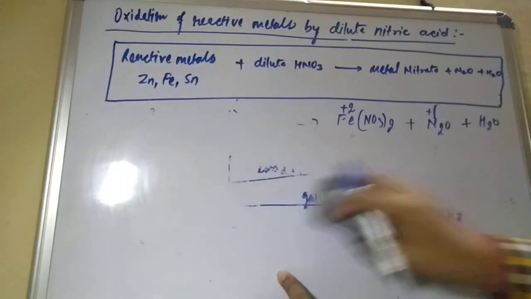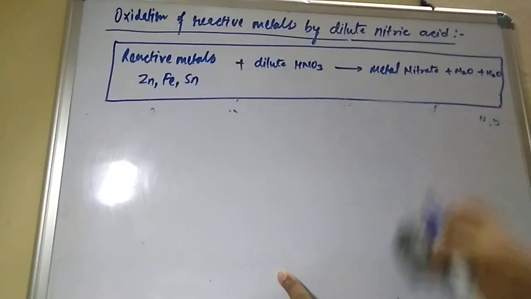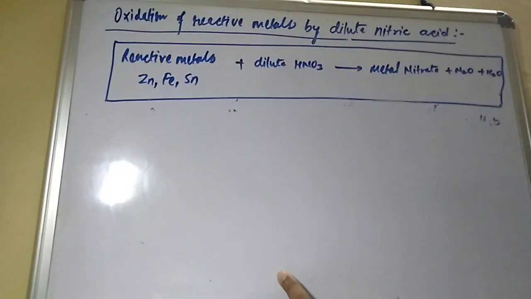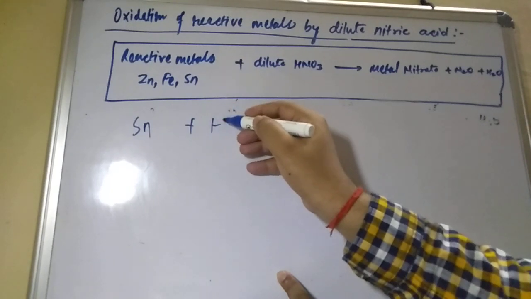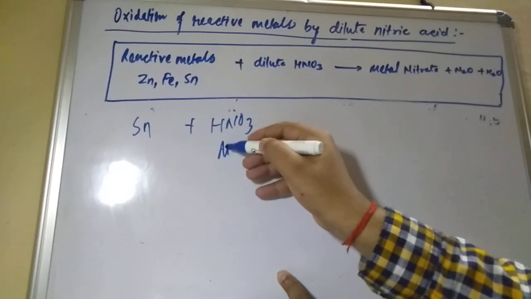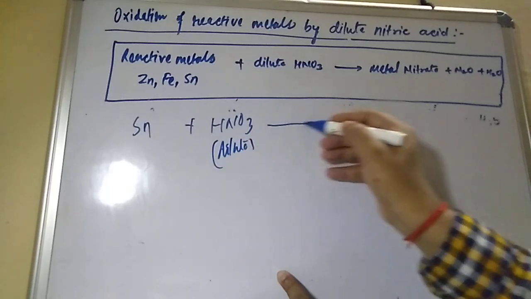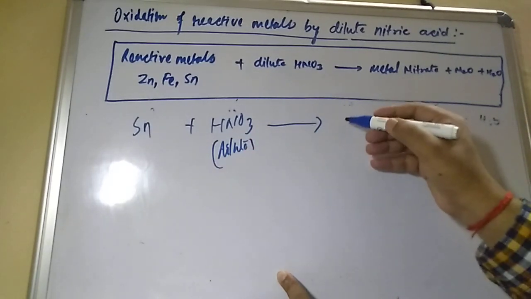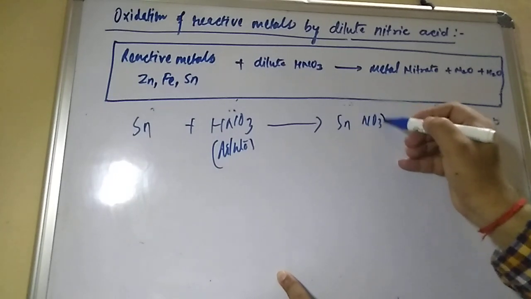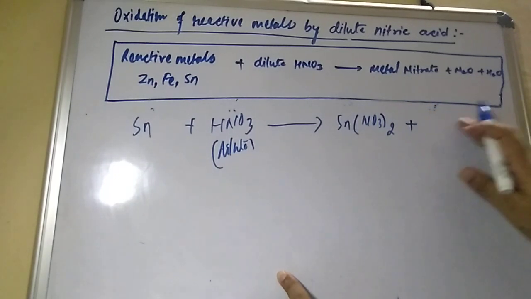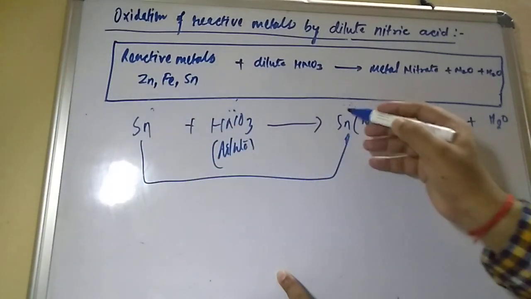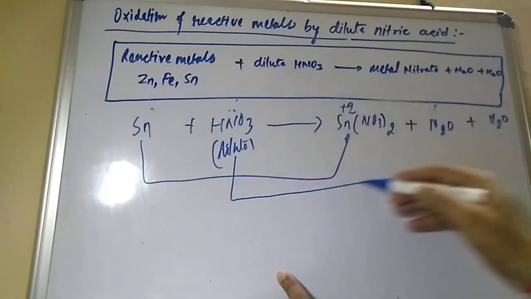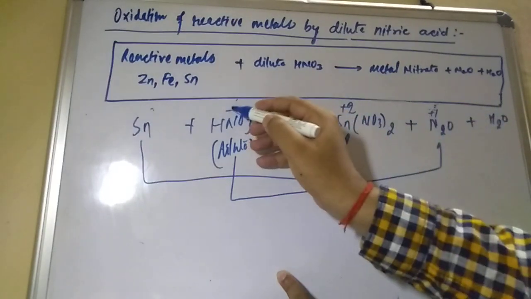Lastly we are going for Sn, and we are going to check how many moles of N2O and nitrate will be produced. If you take tin, Sn, and treat it with dilute HNO3, you will get Sn(NO3)2 plus N2O plus water molecule. Now we balance: Sn goes from 0 to +2, and nitrogen goes from +5 to +1.